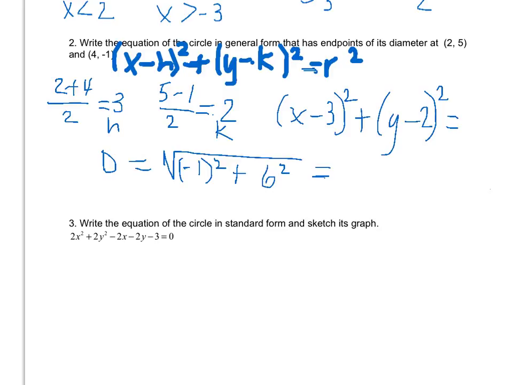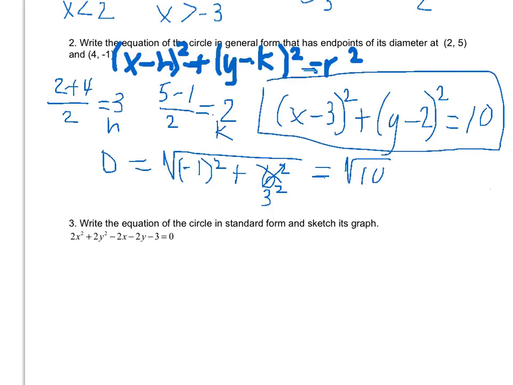Oops, made a mistake. I did 5 minus the negative 1 when I should have done 5 minus 2, because we were using the center. So this would be 3 squared, which gives me the square root of 10. Now don't divide that by 2 because you just found the radius. So we take that root 10, put it over there and square it, which gives me a 10, and that would be the equation for the circle with those diameter endpoints.